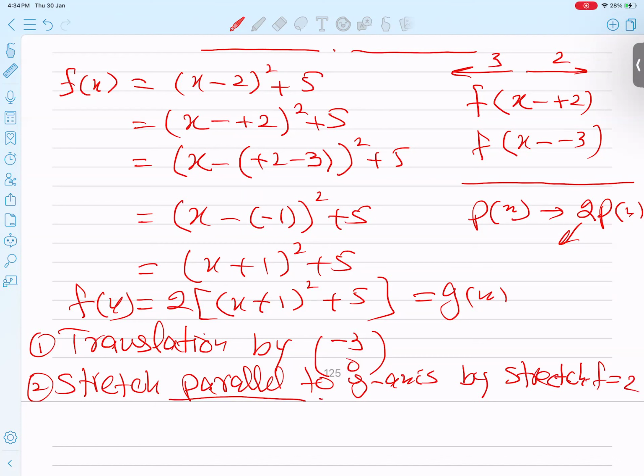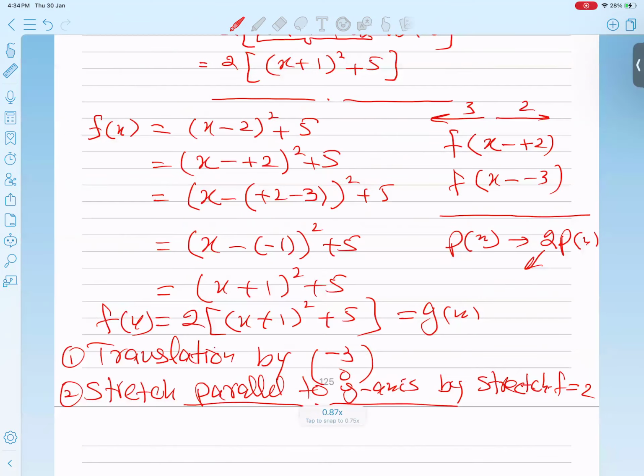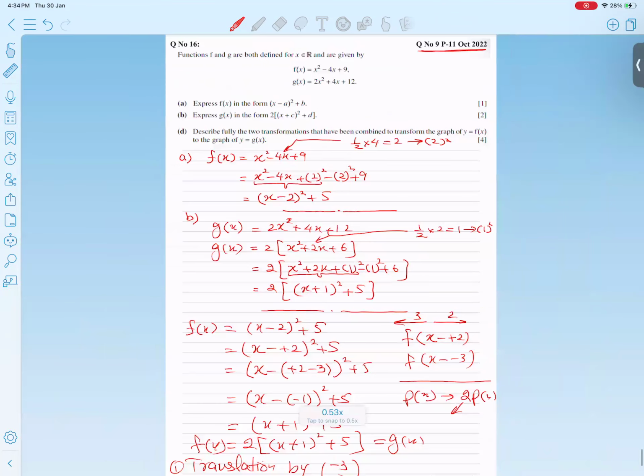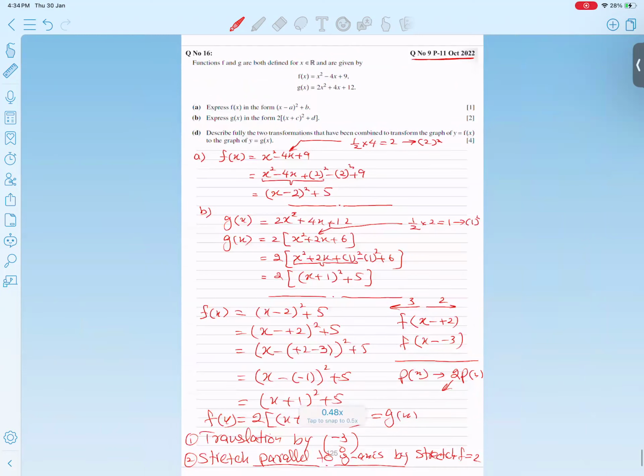I believe the point is very clear, and he was asking us to find the 2 transformations. So alhamdulillah rabbil alameen, I believe the point is very clear and the question is completely done.